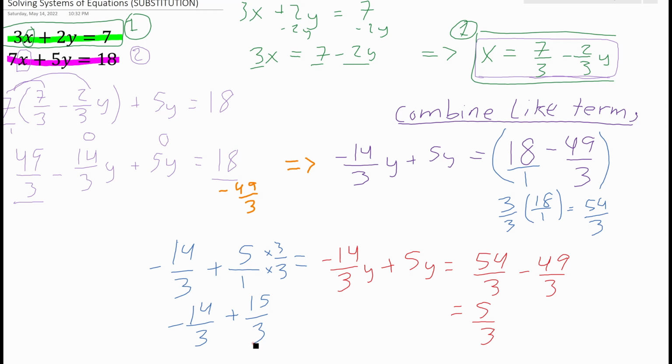And then from here, when we simplify it, we're going to be left with 1/3, because 15 plus negative 14 is 1. The denominators stay the same, and we're going to keep the y. So we're going to end up with 1/3 y.